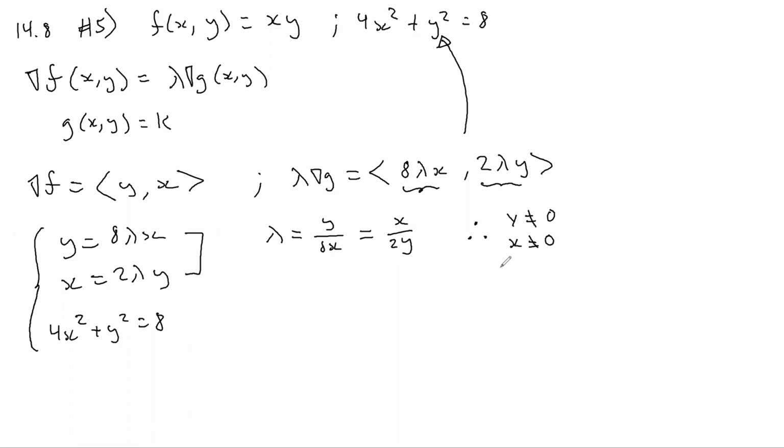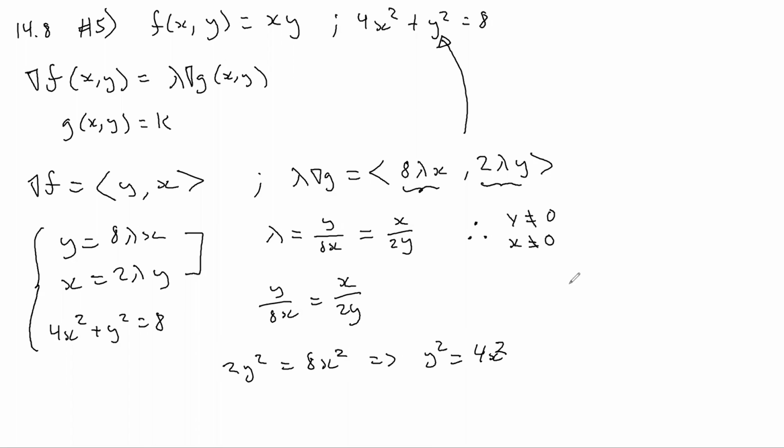All right, so now we can start by cross multiplying these two fractions. I'm just going to focus on y over 8x, which is equal to x over 2y. By cross multiplying we get 2y squared equal to 8x squared, and this can be reduced to y squared equal to 4x squared.